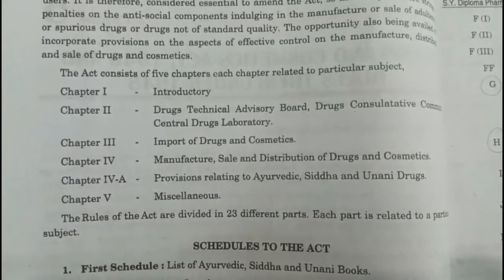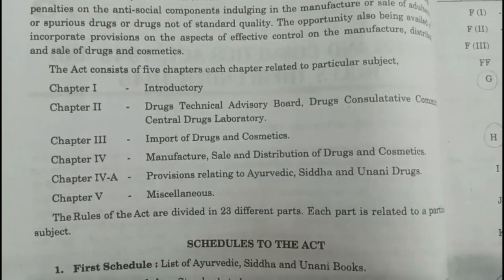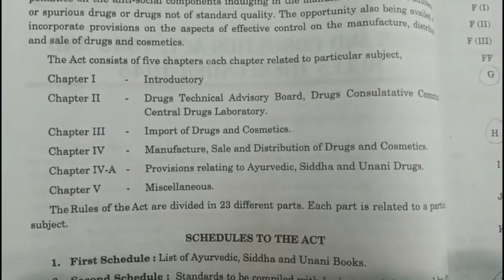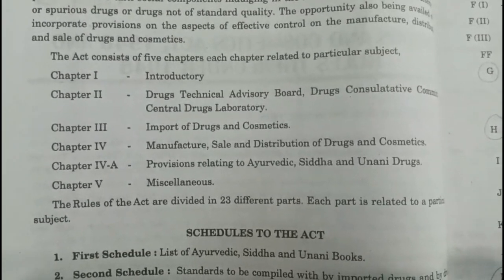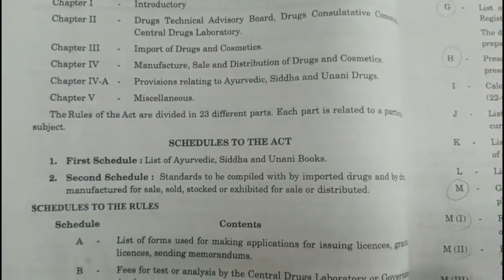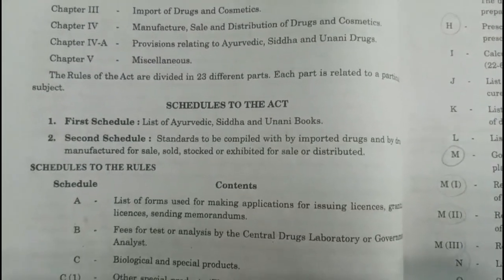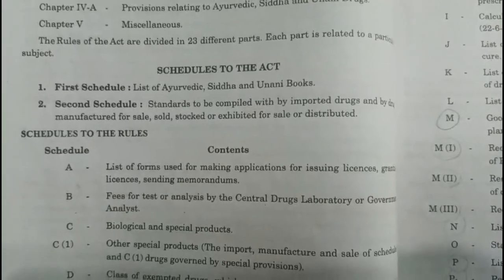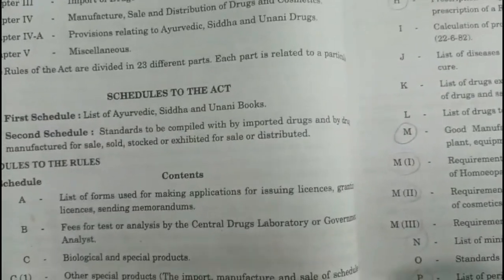The act consists of 5 chapters, and each chapter is related to a particular subject. So which chapter is related to which topic? That is important for short questions. And schedules are very important. You have to learn about each and every schedule.